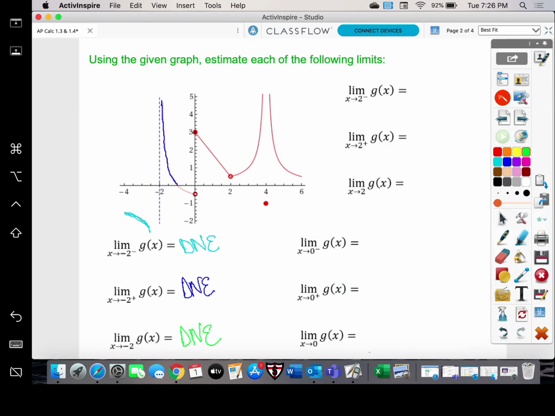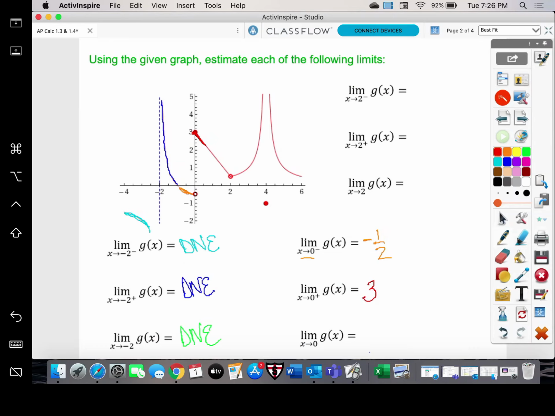Let's talk about what happens in this region of 0 when we're approaching 0. When we approach 0 from the left, we're looking here. That looks like it's maybe -1/2. That's a best estimate. Okay, what about when we approach 0 from the right? 0 from the right is up here, going to 3.